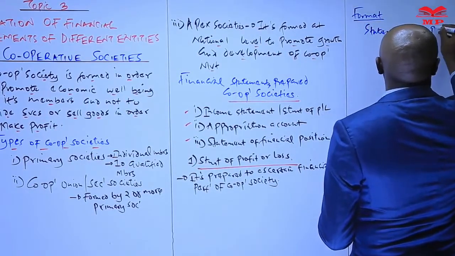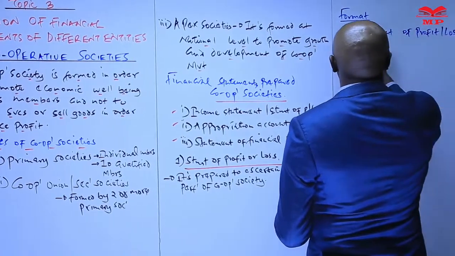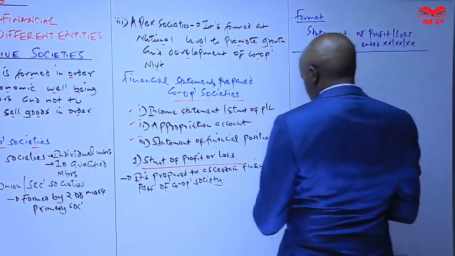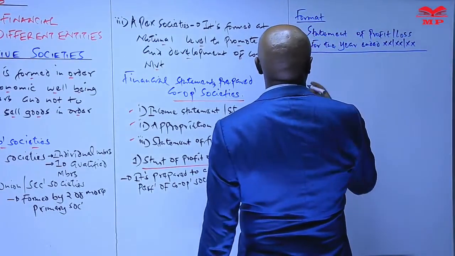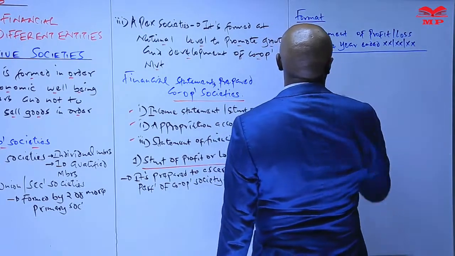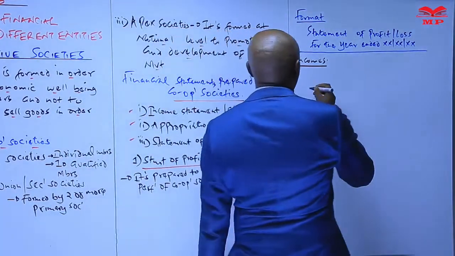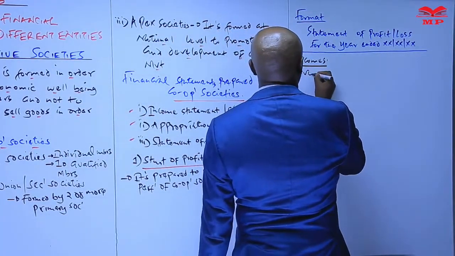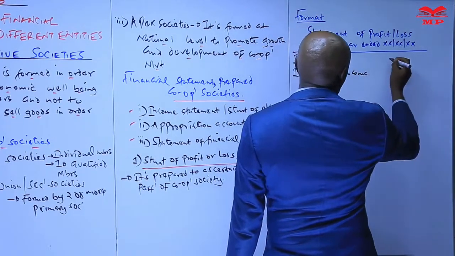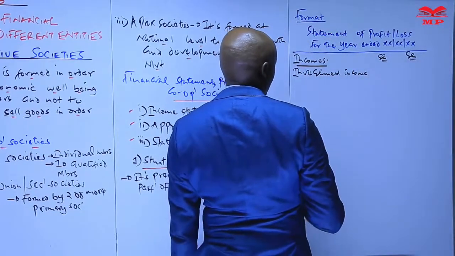Statement of profit stroke loss. Automatically, this one is prepared for a certain year. So here we always start by recording the incomes of the cooperative society. A cooperative society may have various sources of incomes, including things like investment income, and we prepare this account using the vertical format.